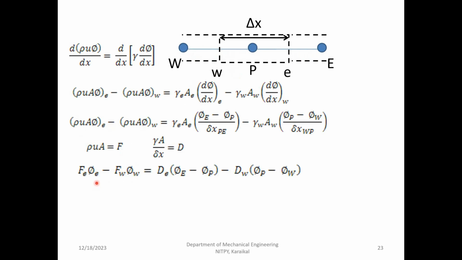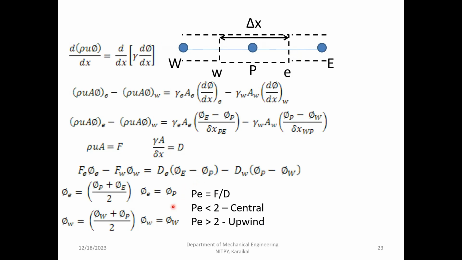We can take the property at the wall as the average of the cells. That will be called central differencing. Or you can take the wall property from before. You can have forward differencing or upwind differencing. Generally, we can go with the Peclet number. I think this will be available in standard CFD books like Malalasekera.